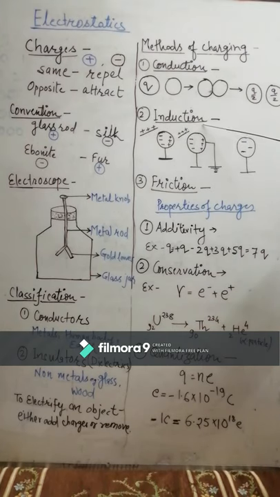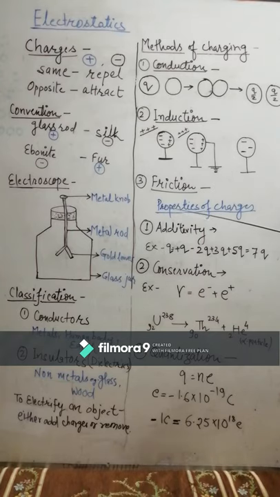This is called induction. Third is by friction. If we rub any two materials like this glass rod and silk, or ebonite and fur, the outermost, or loosely bound, electrons transfer from one place to another, and we can see some polarity, positive or negative charges, on the objects. So three methods are there.